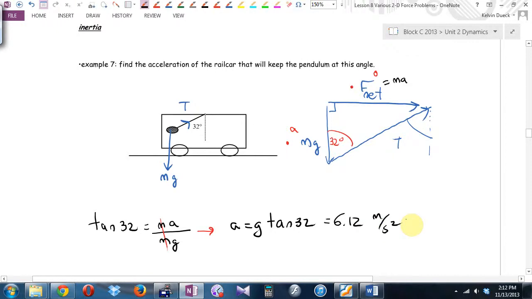What if, instead of having it hang at an angle, you wanted a 90-degree angle, so it was hanging straight down? What if you put a 90 right there? Can you go 9.8 times the tangent of 90? What happens? You got a math error. Here's what it's saying: you can't possibly have an acceleration and an angle of 90, because as soon as you have an acceleration, it has to move. There's no way you can be hanging straight down and be accelerating at the same time. It's impossible.